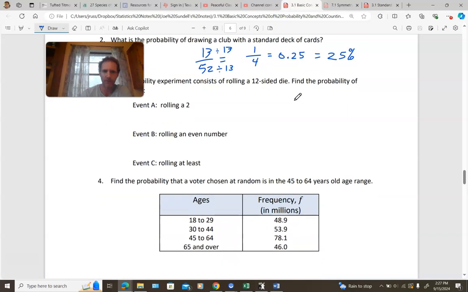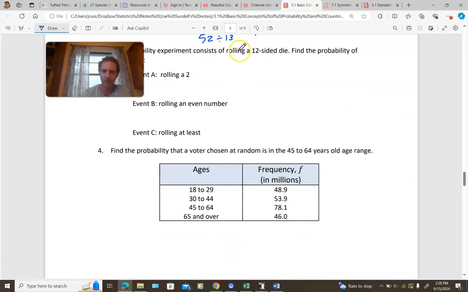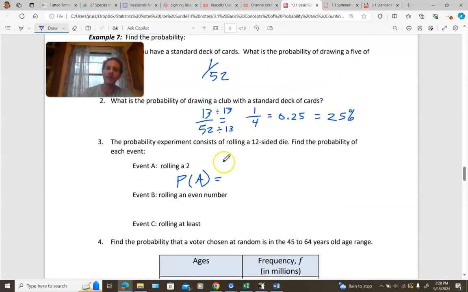Okay, number 3. The probability experiment consists of rolling a 12-sided die. A die, remember, is singular for dice. So this is one that doesn't have 6 sides, but 12. Find the probability of each event. So event A, and this is the way we'll write it, guys, using that notation: the probability of event A occurring is equal to, and then we'll find that associated probability. And you've noticed, too, that in all of these examples, we are using the theoretical, classical approach to calculate these probabilities.